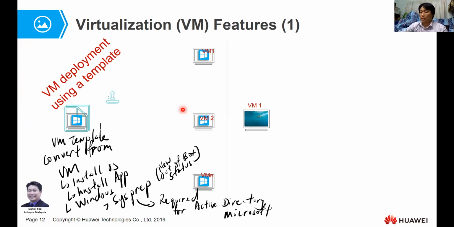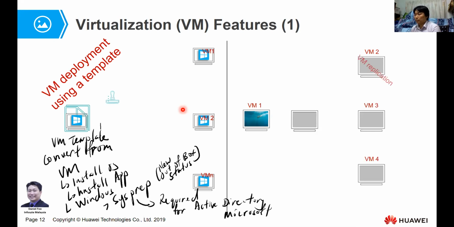Okay, so you will see that the next one will be cloning. Okay, so another one here will be VM replication. So when you're using a virtualization feature, your virtual machine can also replicate from one environment to the other. Okay? This part is not covered in HCIA syllabus. It is covered in HCIE, Cloud Computing syllabus.